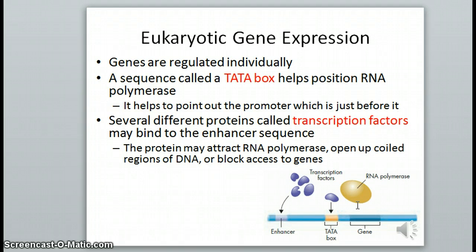The promoter has the same function in prokaryotes and eukaryotes. It's where RNA polymerase begins its transcription. In eukaryotes, a sequence called the Tata box helps to point out to the RNA polymerase where the promoter is. The enhancer sequence is a place on the DNA where special proteins called transcription factors can bind.